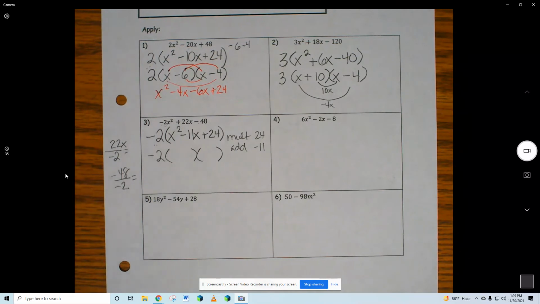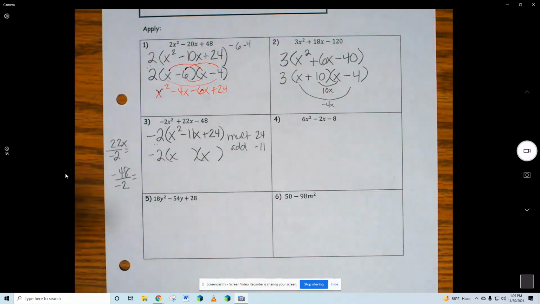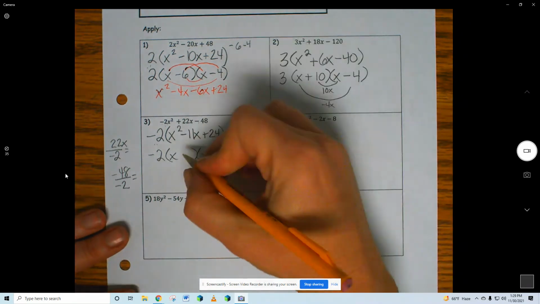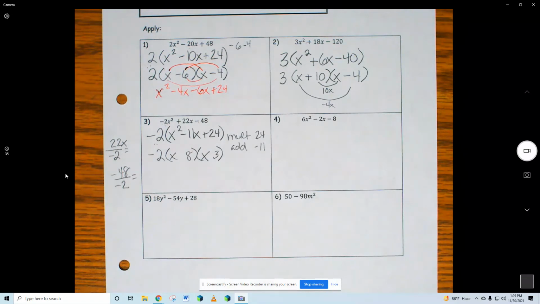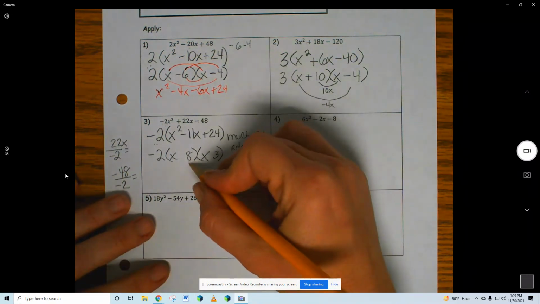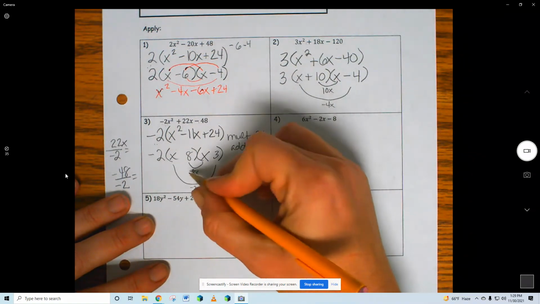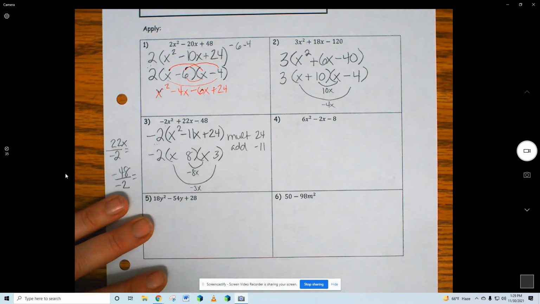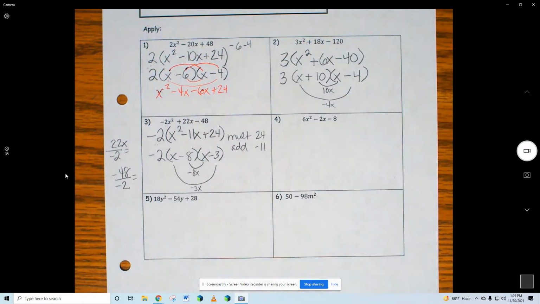So for sure I have to do the x and the x. I also for sure need to do 8 and 3. I don't know my signs. I want them to combine to make negative 11. And so I would do this. Yep, you're right with the negative 8. They both have to be negative. Okay.